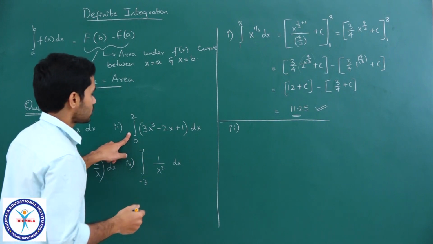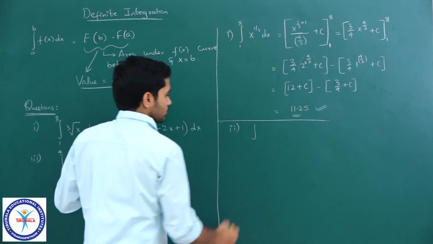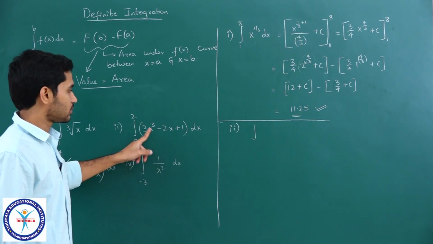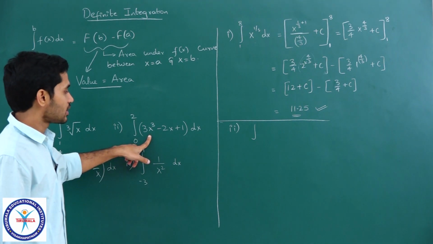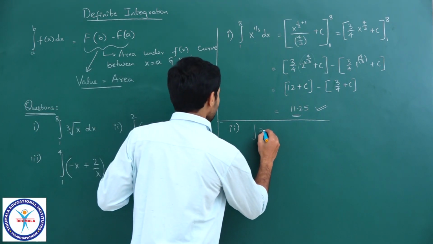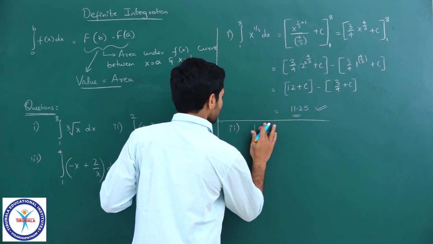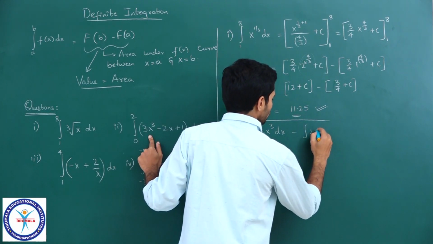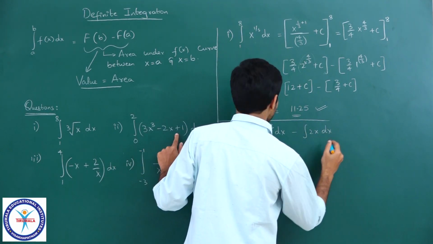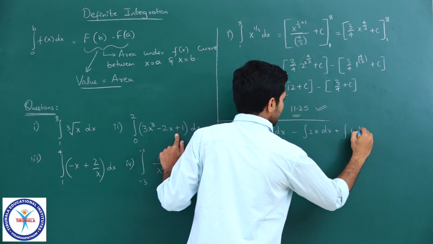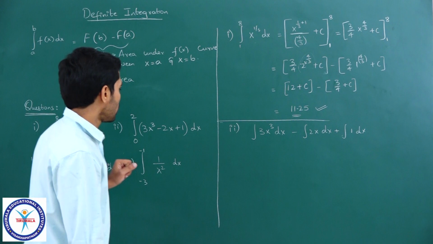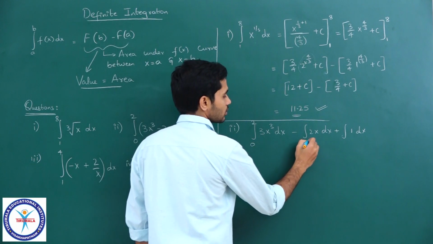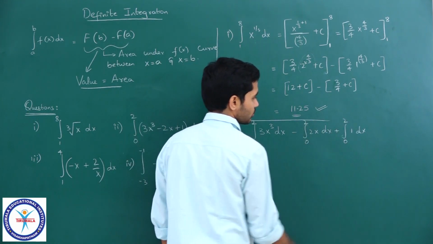So, what is the second question? Shall I directly separate this by using the first rule, right, instead of writing it and once again doing it, I will directly separate them out. So, I will be getting integral 3x cube dx minus integral 2x dx plus integral 1 dx, right, students. So, now the limits are the same for all, 0 to 2. So, substitute 0 to 2, 0 to 2, 0 to 2, right.